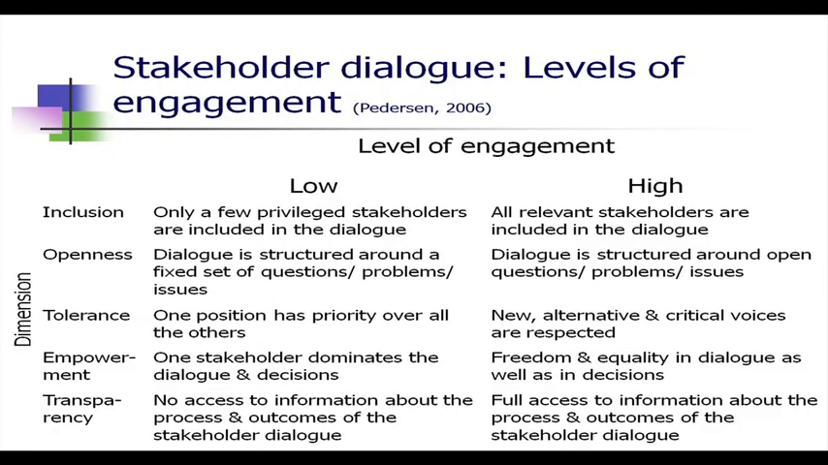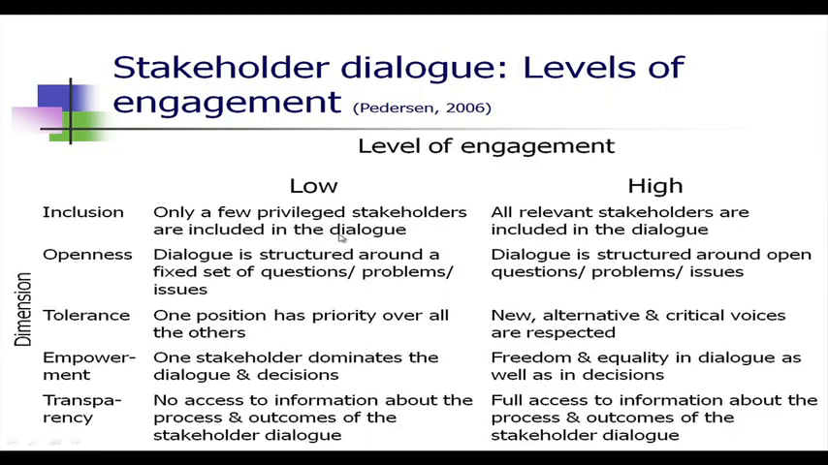When we say that the level of inclusion is high in the level of engagement, the different attributes of level of engagement are inclusion, openness, tolerance, empowerment and transparency. Now, inclusion relates to who gets included, who is a part of the system. Only a few privileged stakeholders are included in the dialogue. In high level of engagement, all the relevant stakeholders are included in the dialogue. So we go out and we get everybody who can be included, and they are included in the dialogue.